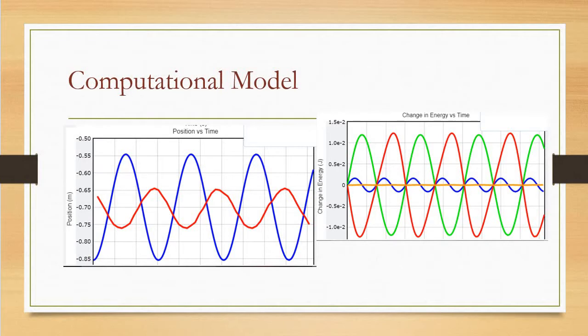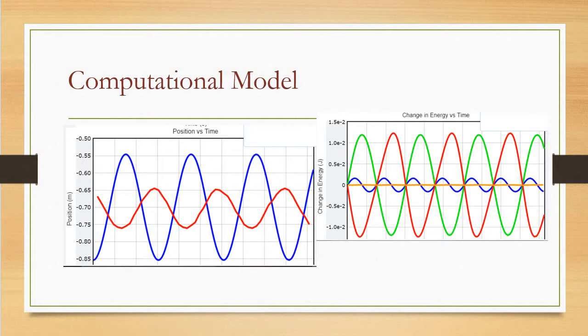Computational model. So for the computational model, the first thing that we need to observe is the change in energy versus time graph. And here we can observe that there is no energy created nor lost in this scenario, which clearly proves that the object was undergoing harmonic motion.